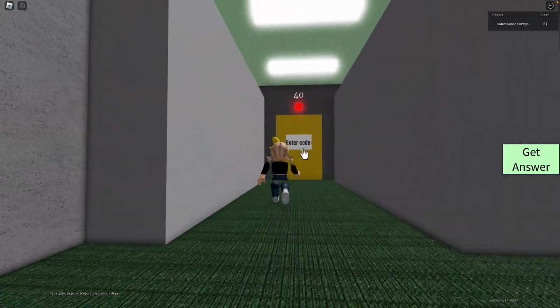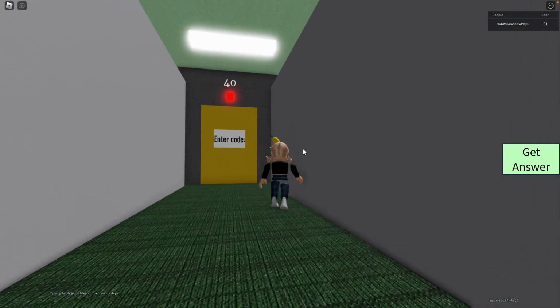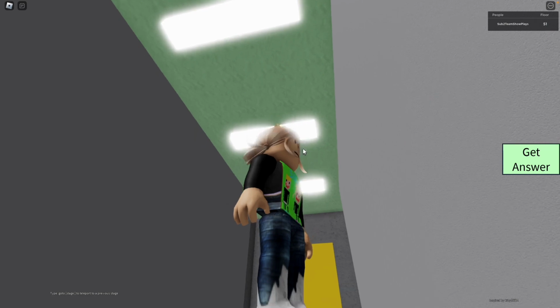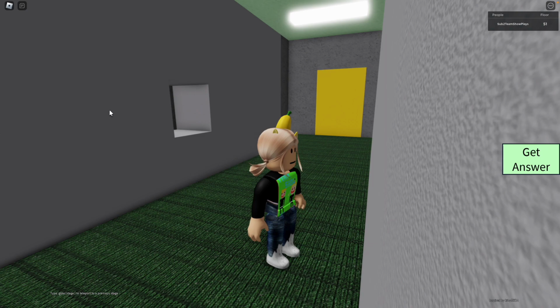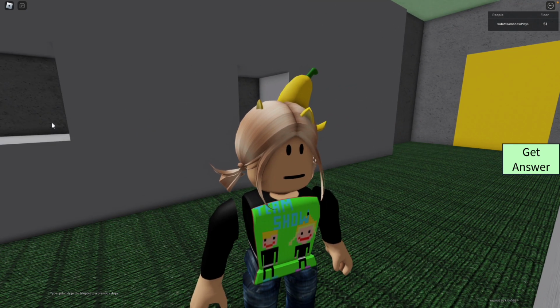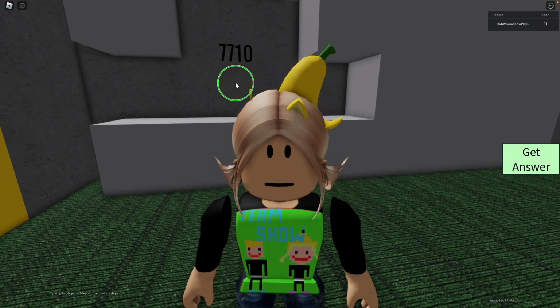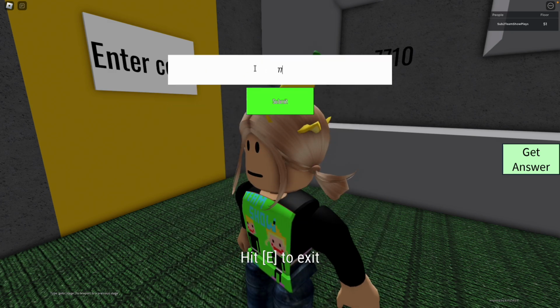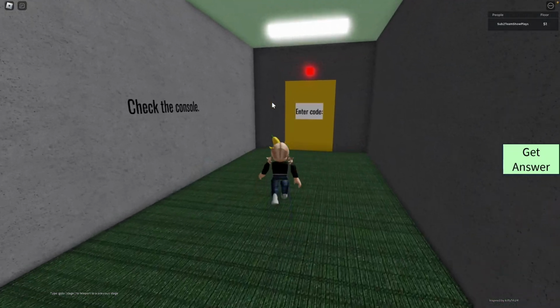Now, for this one, it wants you to find the code. It doesn't give you any clues. So, how do you find the code? I looked up and down. I was looking at the lights. I looked everywhere, and then I clicked on something, and I was like, "Oh my god, what?" Because I was like, "Look at this over here," and it showed me that if I click on it, ooh, what's that? The hidden clue, and so it's simply 7710. But you have to know to click on the walls in order to do that.